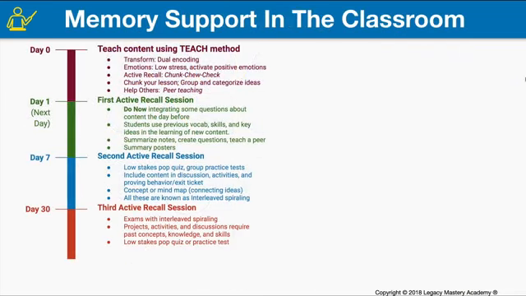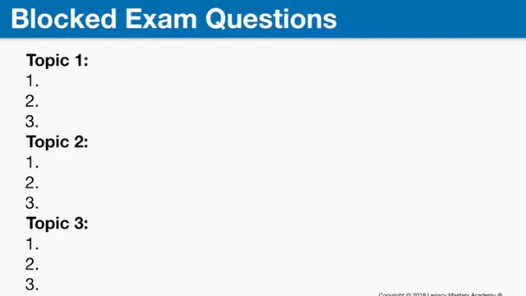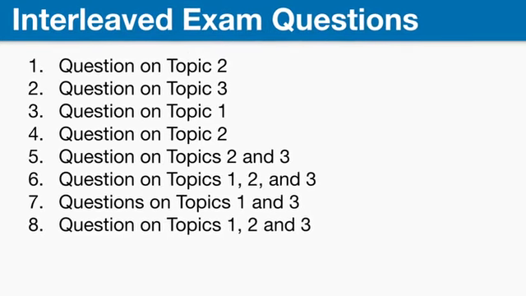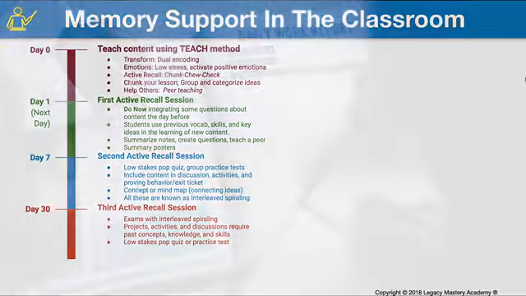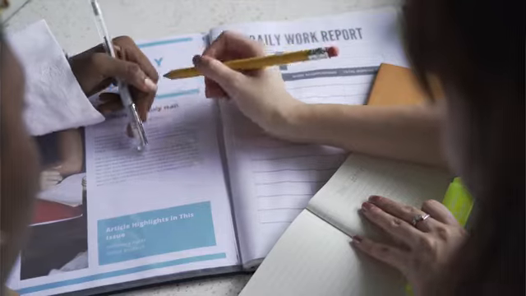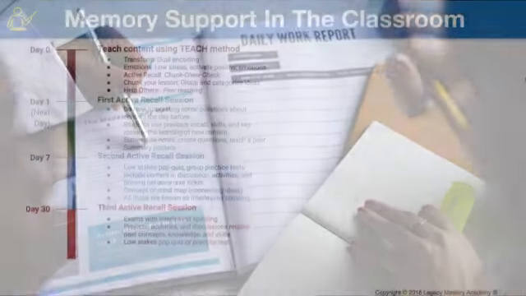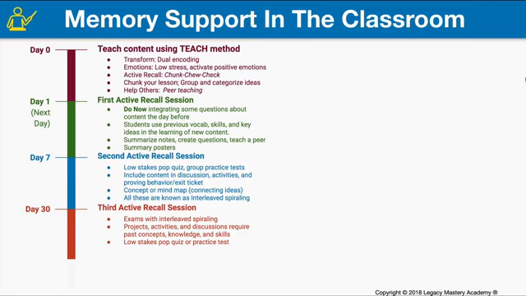30 days later, we can give students exams with interleaved spiraling. This means that instead of having questions grouped by topic, the questions are intermixed and include multi-topic questions. Projects, activities, and discussions require that students apply older concepts, vocabulary, and skills. You keep including low-stakes quizzes, group quizzes, or practice tests.